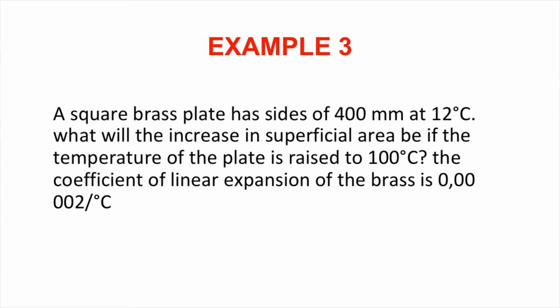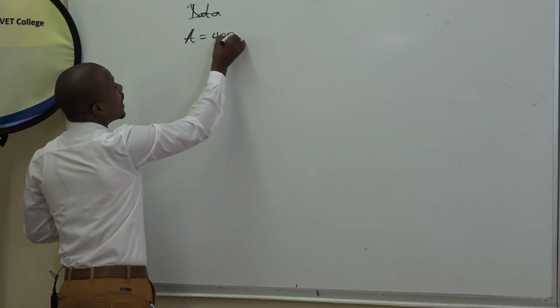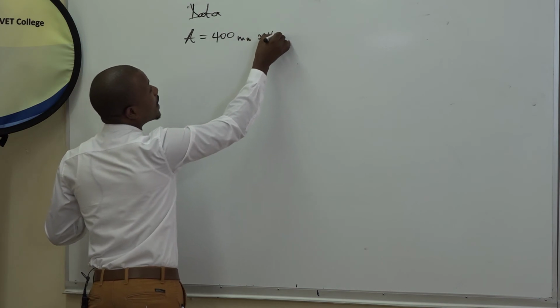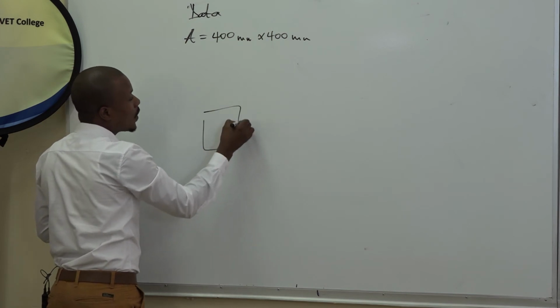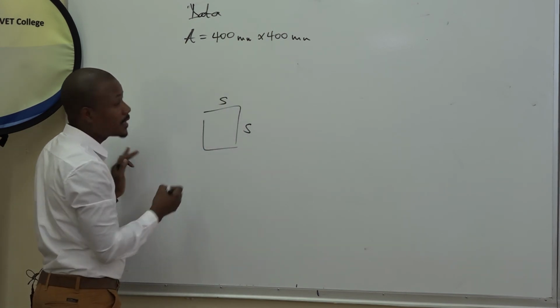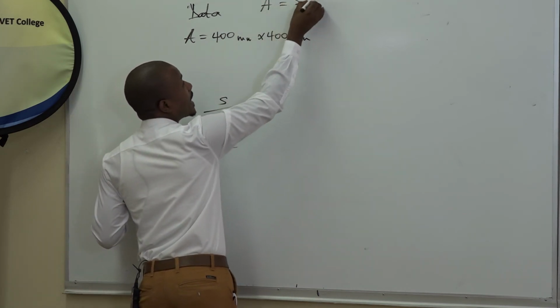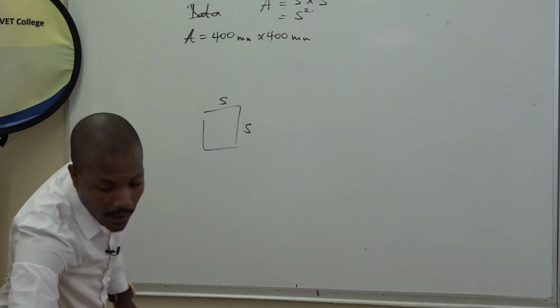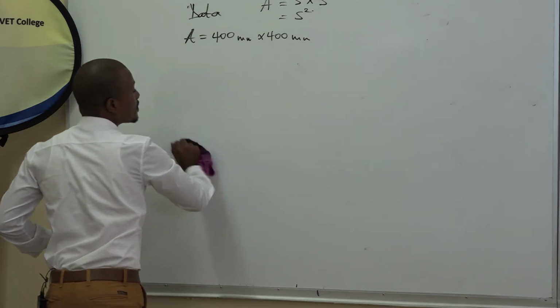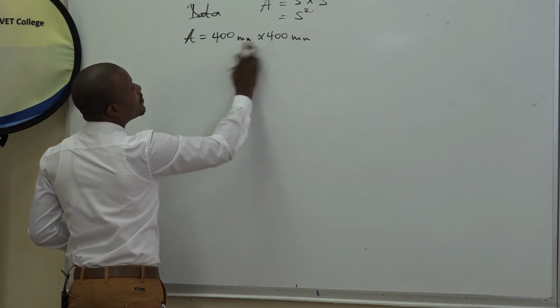We have a square brass. If we have a square brass, that means the area will be 400 millimeters multiplied by 400 millimeters, because we know that a square has all its sides equal. The equation to calculate the area of a square can be side by side or side squared. It's up to you how you want to go about calculating that. But first, let us find the meters of these values.